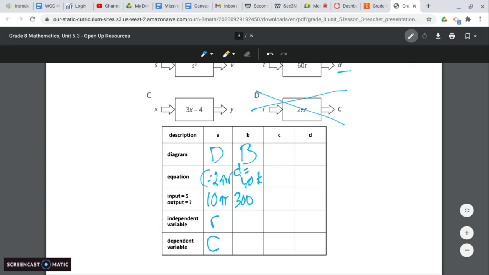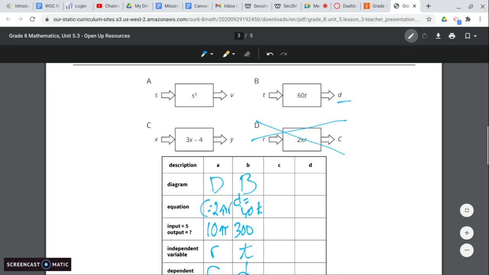And then what's our independent variable going to be? Well, which one can we change? That's going to be the T. And then it affects the distance, depending on how much time we drive.